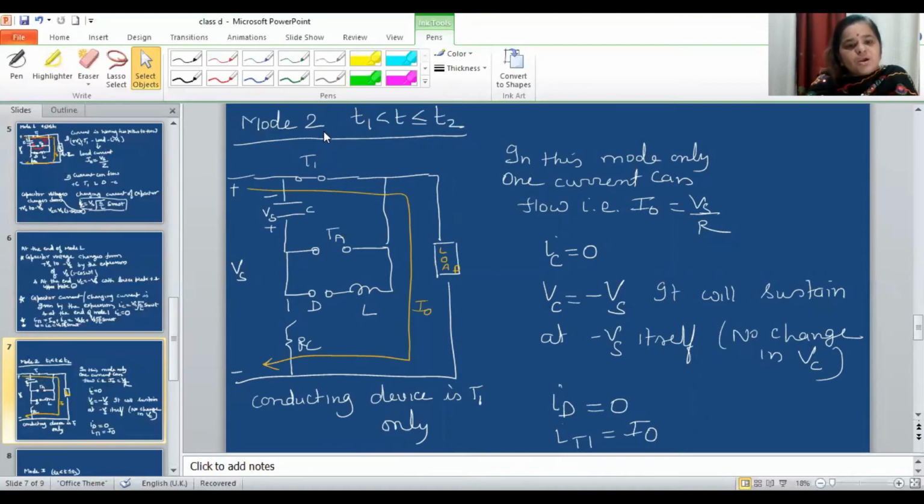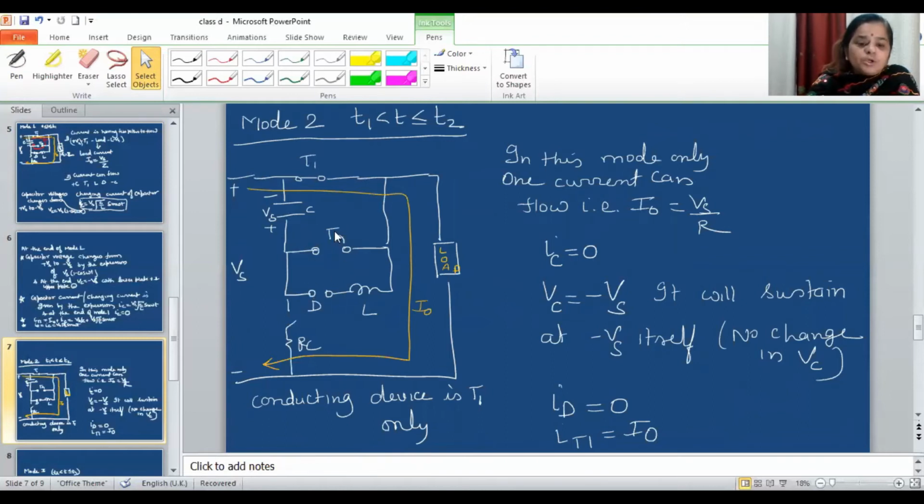Now in mode 2, which exists from T1 to T2, at the end of mode 1, which is the beginning of mode 2, the capacitor is charged with a reverse voltage of lower plate positive, upper plate negative. Due to this capacitor voltage, through the T1 short circuit, it is appearing to the diode as a reverse bias, so it will be off. And although this capacitor voltage through T1 is making TA forward biased, it will again be off because we have not given any triggering pulse to TA.